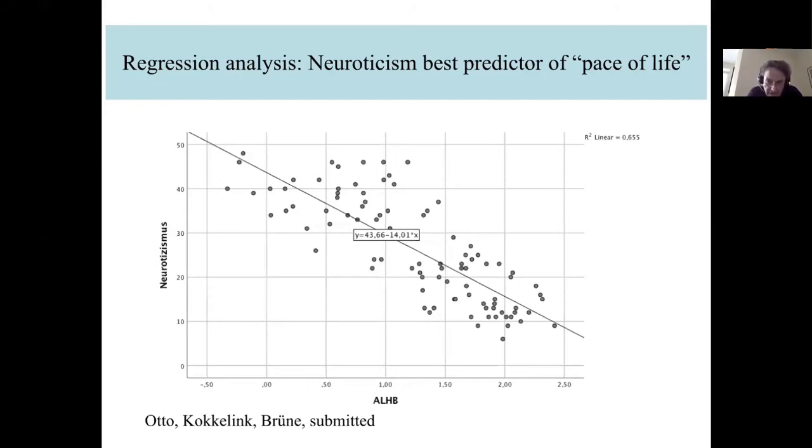And interestingly, when we explored in an explorative regression analysis, we put several of these factors into the analysis. Neuroticism was actually the best single predictor of the pace of life measure. In other words, the higher the neuroticism score was, the faster the pace of life as measured with the ALHB. The second best factor, and the slope would be almost indistinguishable from this one, was childhood trauma. So childhood trauma had more or less the same predictive value for the pace of life measure.